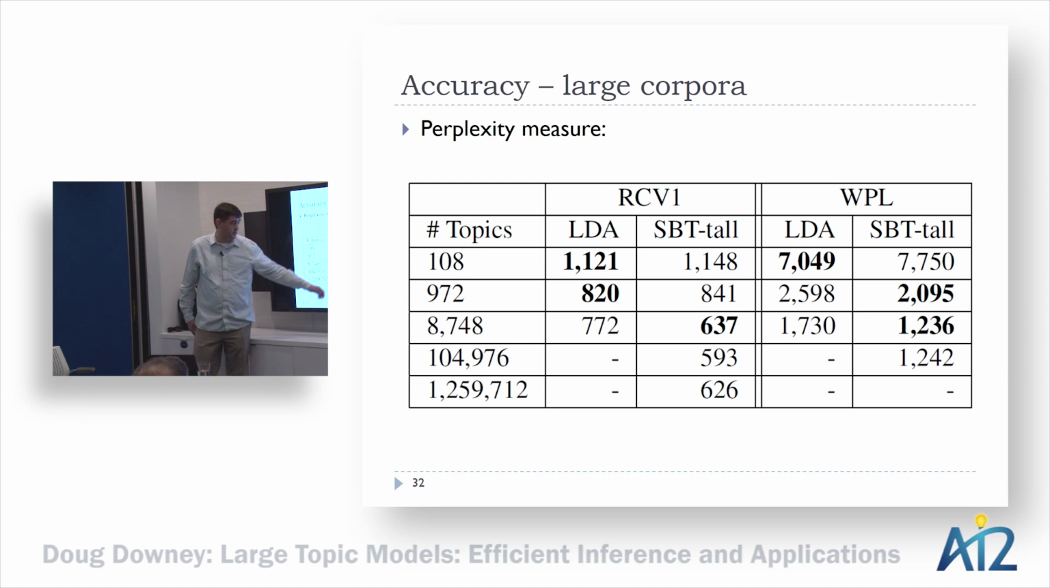And in this set of experiments, even with sparse LDA, we couldn't get to the large topic sizes. In this case, it was actually due to memory limitations. So sparse LDA for these corpora and 100,000 topics used more than 256 gigs of RAM.